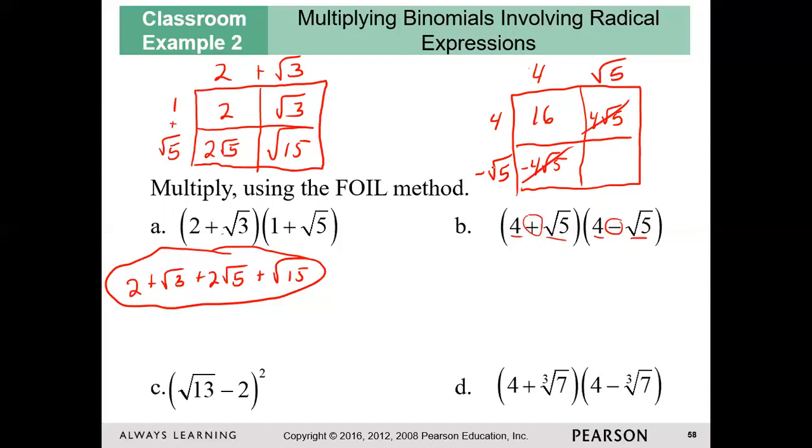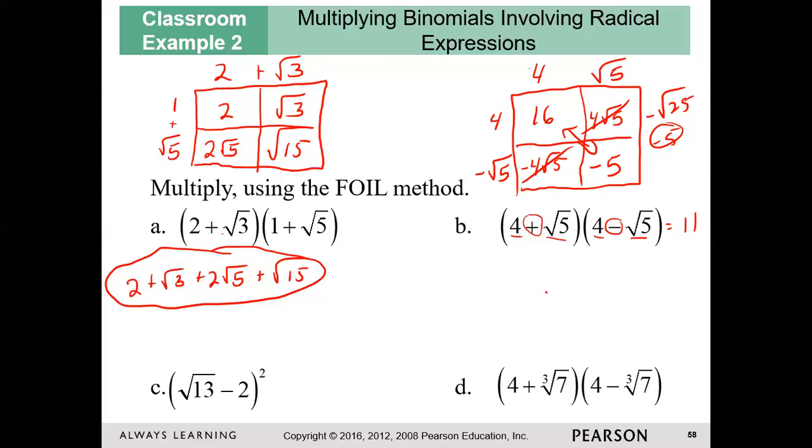And then this is going to be negative square root of 5 times positive square root of 5, which is going to be negative square root of 25, which is just negative 5, right? And again, if you need to see that out, it is negative square root of 25. The square root of 25 is 5, which is just the negative 5. And then last but not least, you just have these to combine, which is pretty sweet. So our final answer here is just 11. All right, 16 minus 5 is 11.